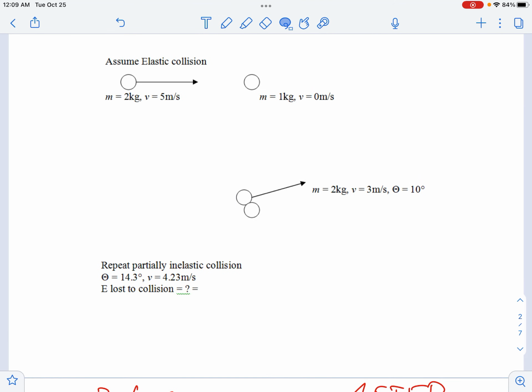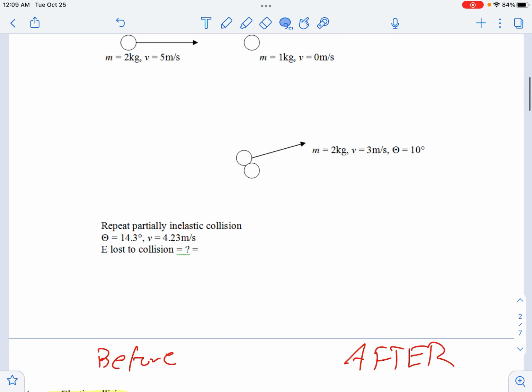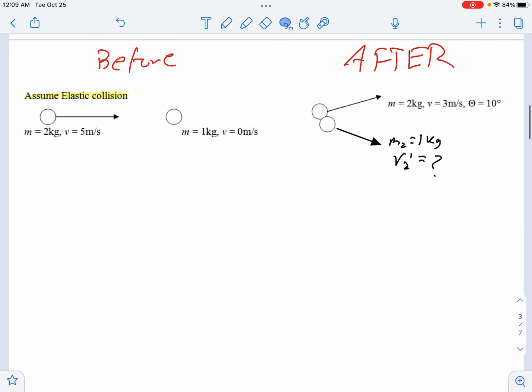Here's what we're going to do. We're going to look at a collision between two balls. We're going to model it as an elastic collision, and then afterwards, we're going to look at what would happen if it wasn't an elastic collision. So here we go. This is the idealized case.